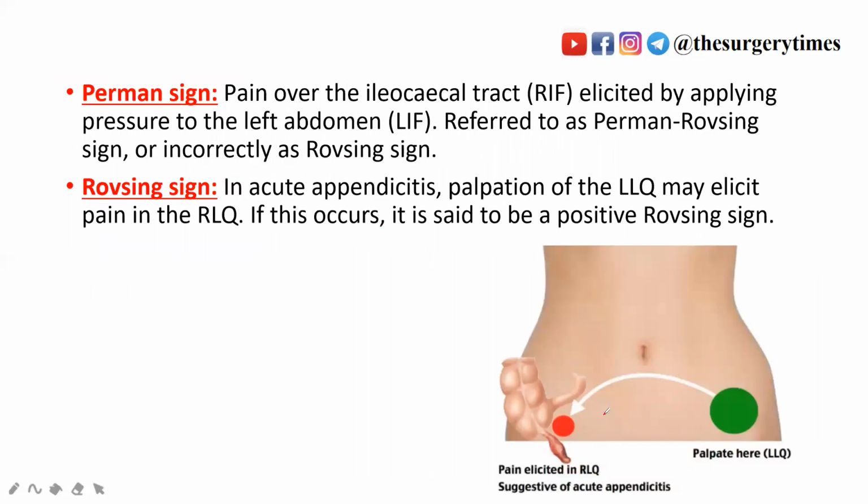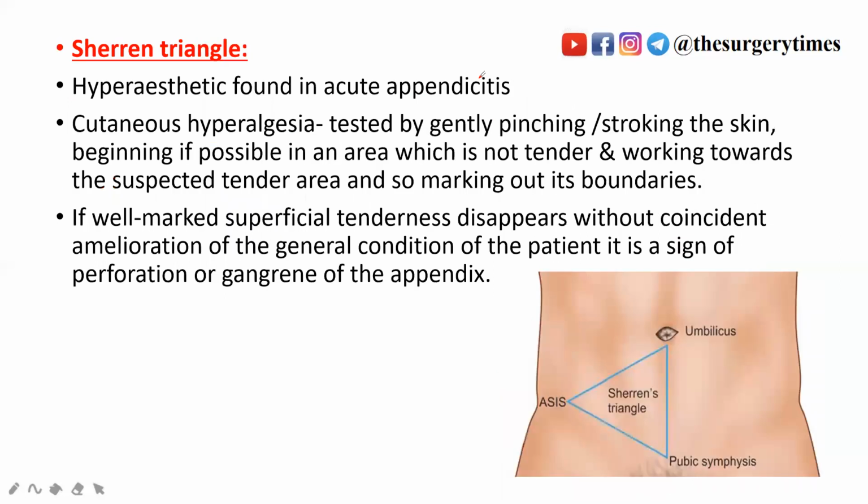Perman sign and Ropsing sign. First, I will tell Ropsing sign. By palpating the left lower quadrant, pain elicited over the right lower quadrant is Ropsing sign. Slight variation in Perman sign. On palpating or pressing the left lower quadrant, there is pain over the ileocecal tract of right iliac fossa. And this is the only difference between Perman sign and Ropsing sign. So remember this much.